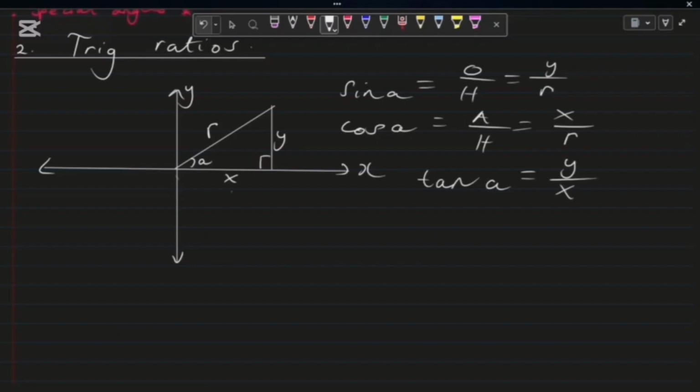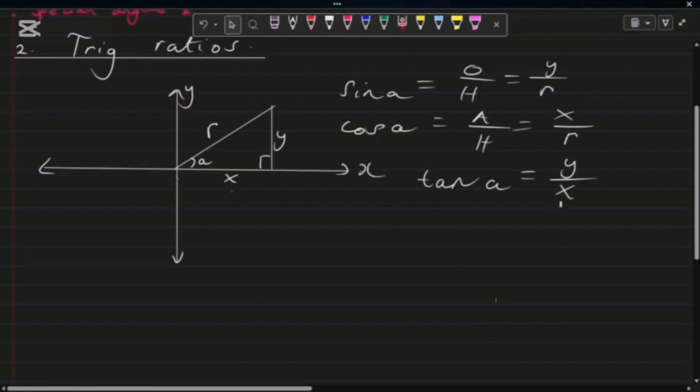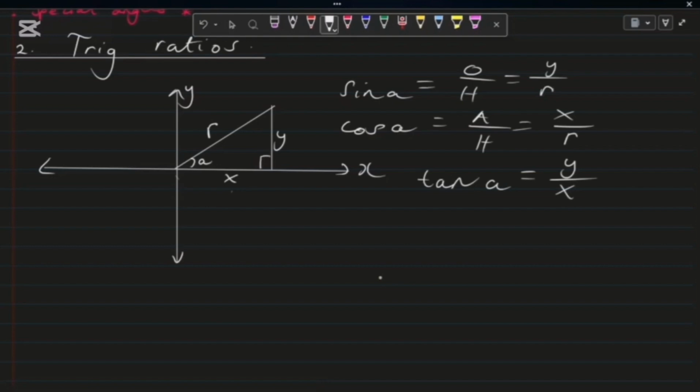So these are the definitions, or this is how we define our trig ratios when it comes to the Cartesian plane. And obviously from here we are able to determine the reciprocals of these, from what we have established.